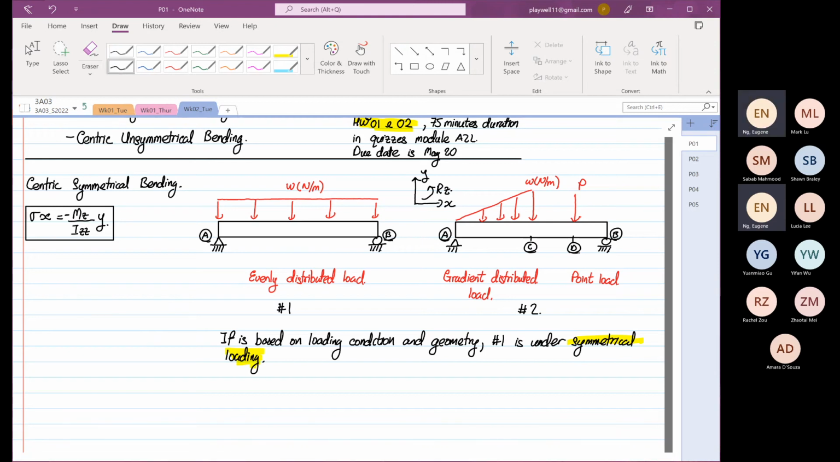Okay. Yeah. Absolutely right. Why? Because AY is equal to BY. Okay. AY being the reaction at point A, BY being the reaction at B. Okay. So let's say we have our reaction down here.